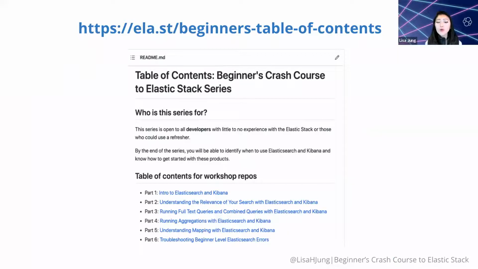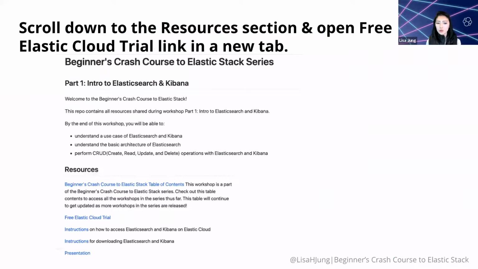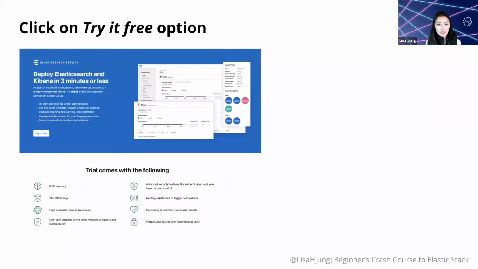Okay, so let me show you how you can access Elasticsearch in Kibana through Elastic Cloud. So first, you'll go to this link and click on part 1. It'll take you to this repo here. Scroll down to the resources section and click on free Elastic Cloud trial. Now, then you'll see this free trial page. I'm going to breeze over the setup because I don't expect you to do this right now. You can always watch a recording later if you want to try this on your own.